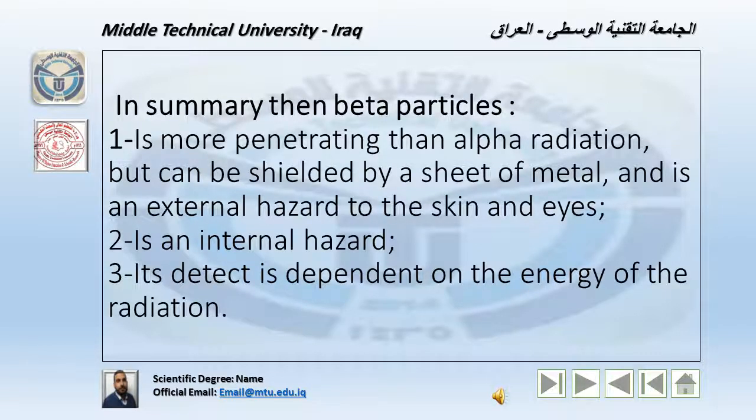In summary, then, beta particles 1 are more penetrating than alpha radiation, but can be shielded by a sheet of metal and are an external hazard to the skin and eyes, 2 are an internal hazard, 3 their detection is dependent on the energy of the radiation.